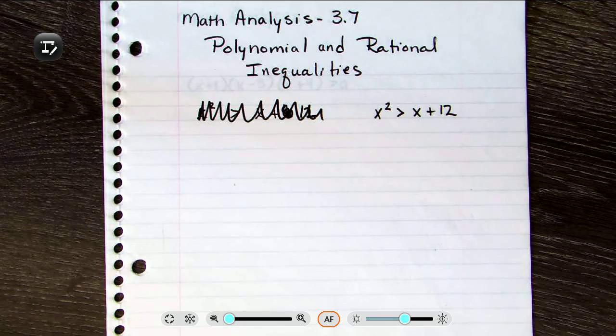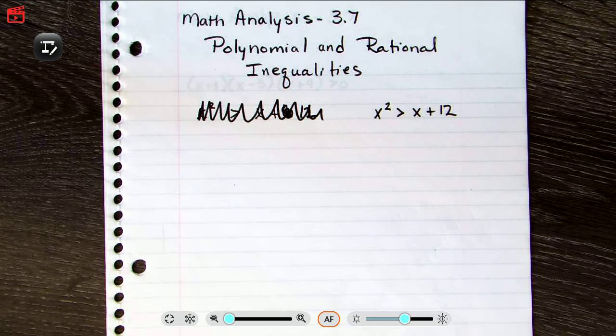Hi everyone, we are now working in section 3.7, and this section is about polynomial and rational inequalities. So we're going to take some of the ideas that we've done in the past of this chapter and apply them now with an inequality and talk about how we solve these inequalities when they're not linear. We've done linear ones in the past, way back in, I think, the prerequisite chapter. But here we're going to make it a little bit more difficult and talk about polynomials with inequalities.